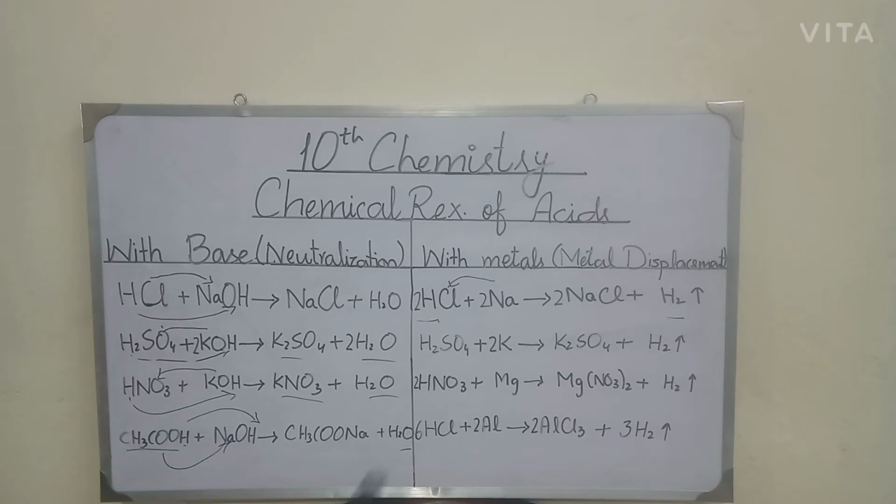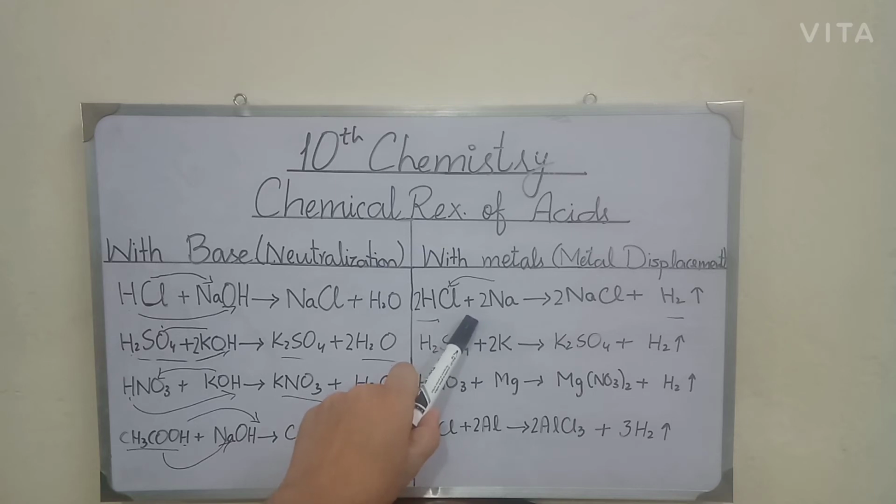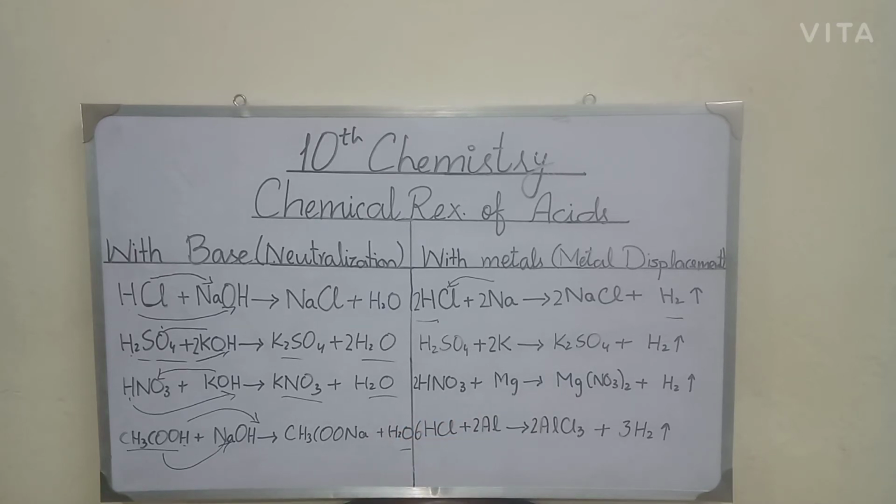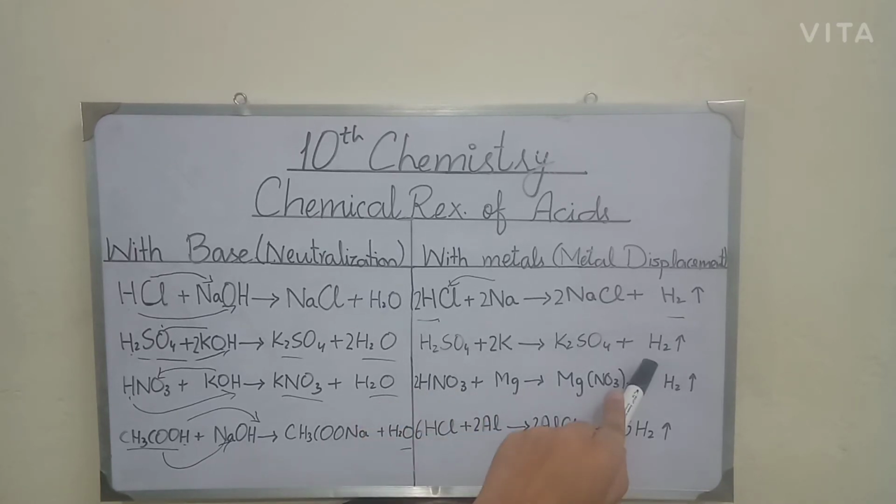Similarly, in the second reaction, H2SO4 is sulfuric acid that will react with potassium. Two potassium atoms react with the sulfuric acid and the same process occurs as in example 1. The potassium ions react with the sulfate ion and produce K2SO4 potassium sulfate, and the hydrogen gas is removed out.